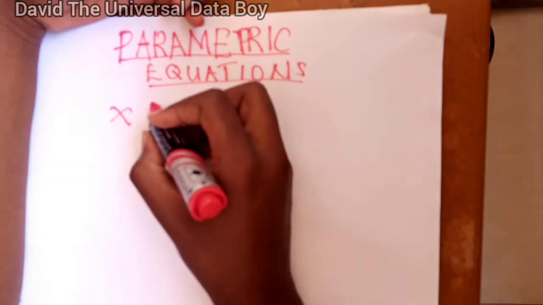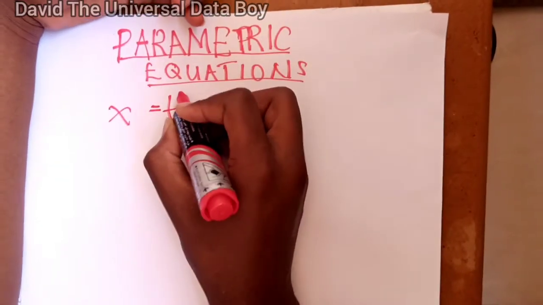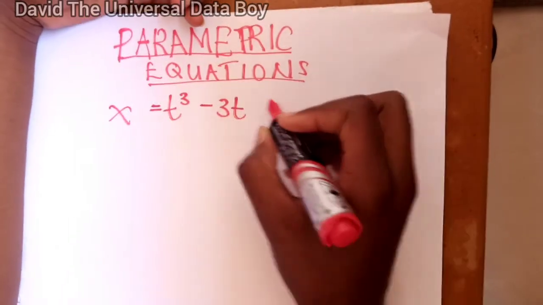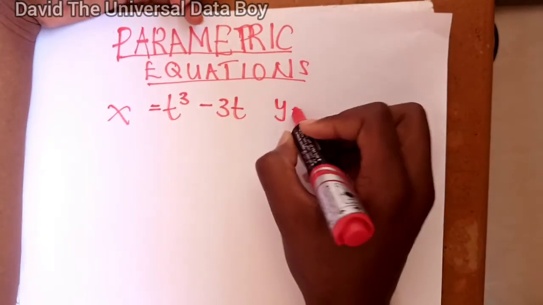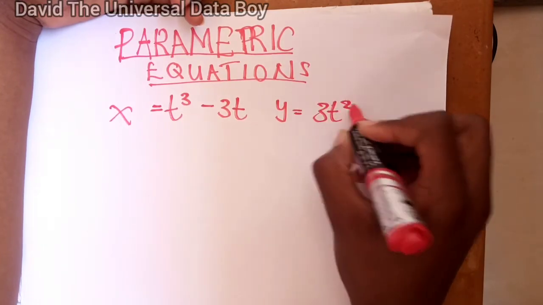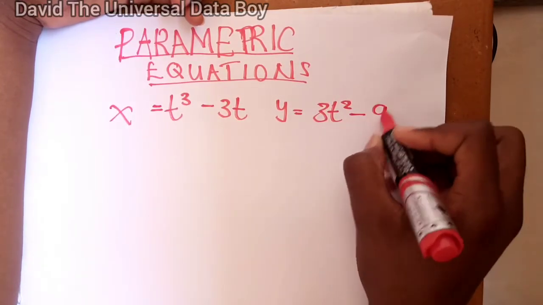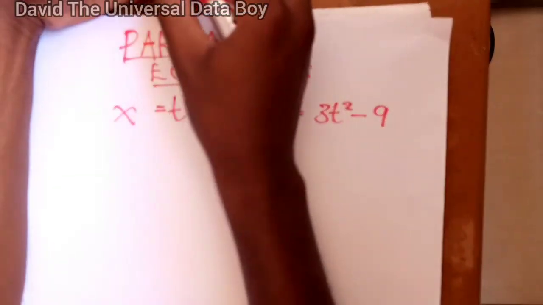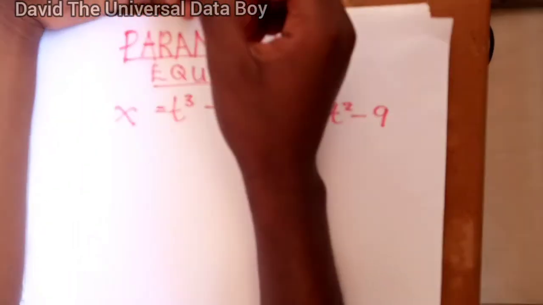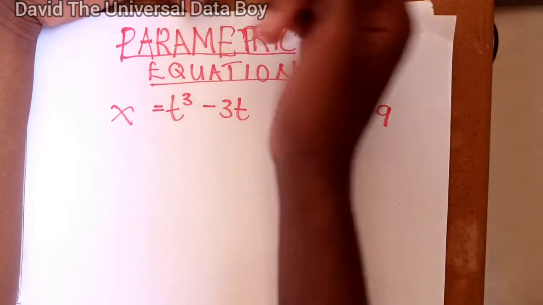our x being equal to t to the power 3 minus 3t, then our y being equal to 3t to the power 2 minus 9. So now we're being told to find our vertical and horizontal tangents. So now a tangent is a point where the derivative is 0, because the derivative is a tangent.